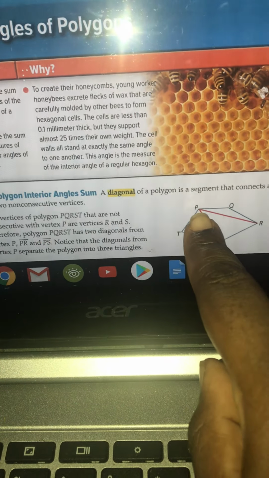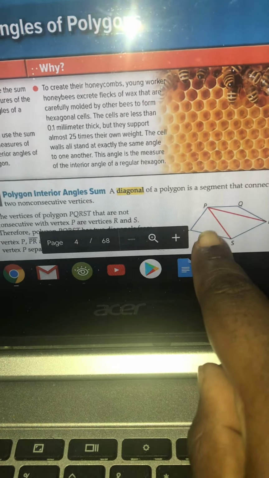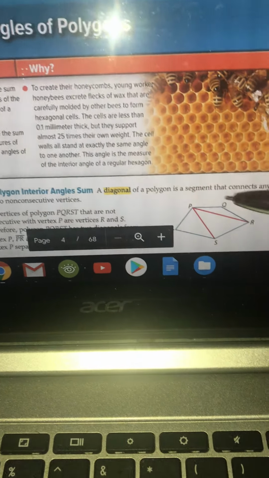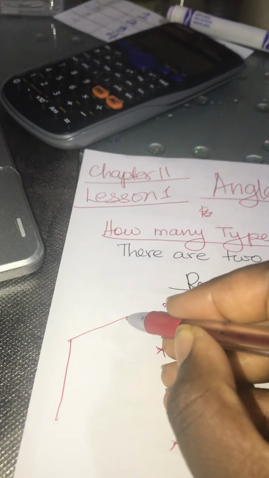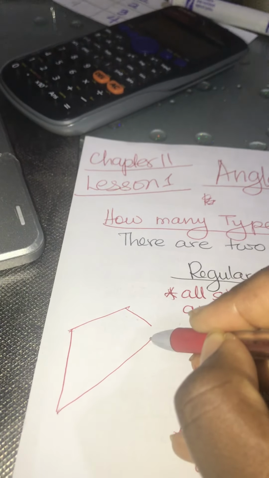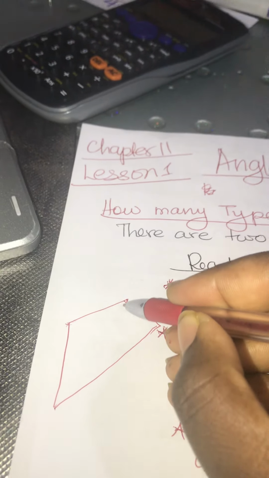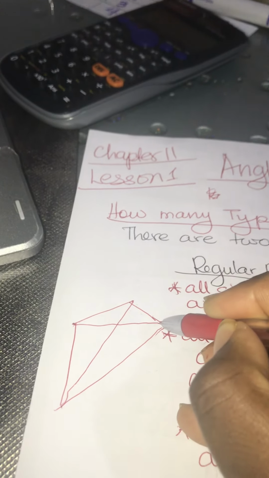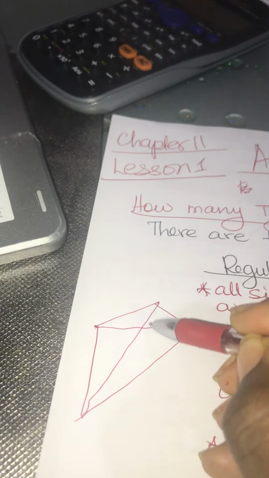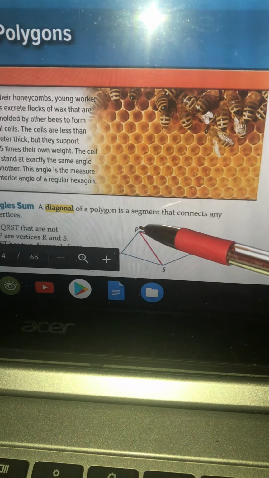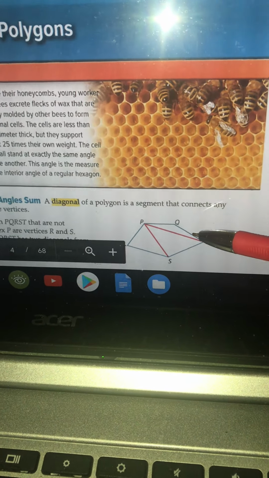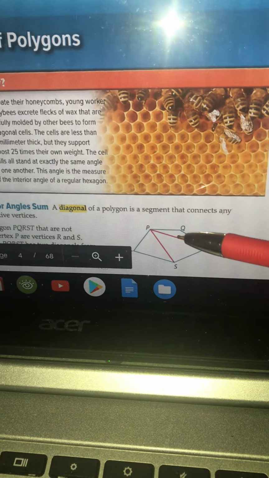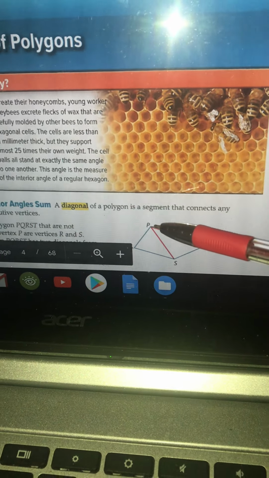When you're drawing diagonal lines in a polygon, you can't cross them. So, if this is my polygon, I cannot draw this and then draw this, even though they are diagonal. They cannot cross. This is wrong. They must start from one corner. You go to the same corner you started from, and you go to another one. You cannot cross them.